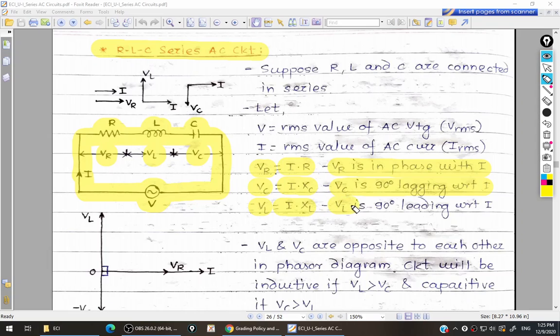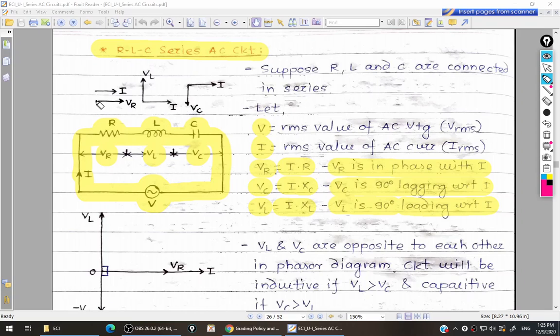We know that in case of inductance, voltage is leading with respect to current by how many? 90 degrees. Okay, and capital V is nothing but the RMS value of applied AC voltage. Okay, and capital I is nothing but the current flowing through the circuit. Okay, so these are our circuit parameters. Now our next aim is to draw the phasor diagram for this circuit. So for that purpose, first of all we will study the individual phasor diagrams for purely resistive circuit, purely inductive circuit and purely capacitive circuit.